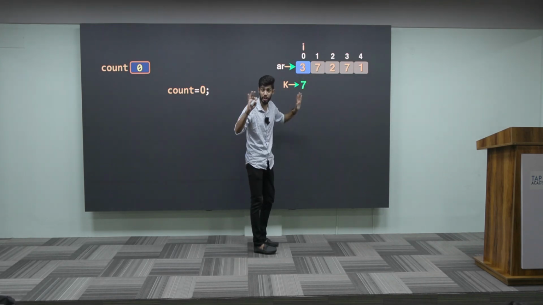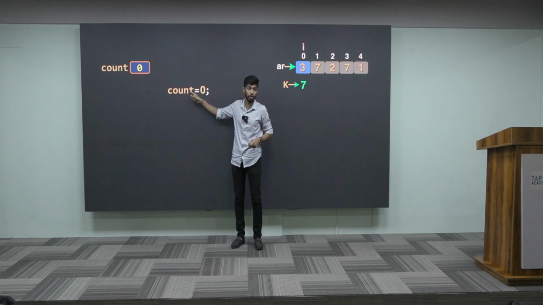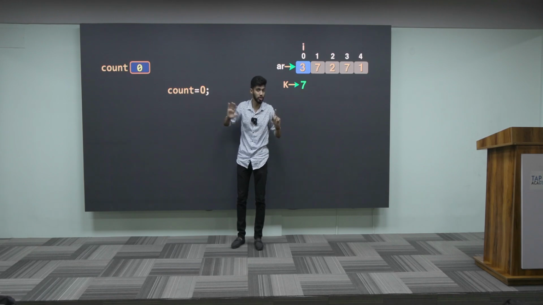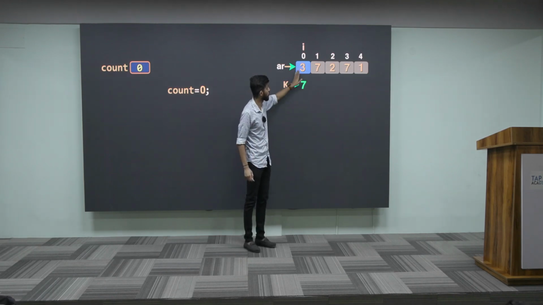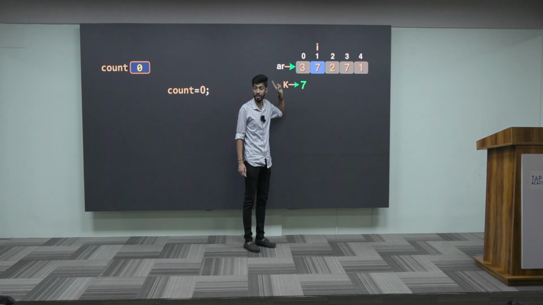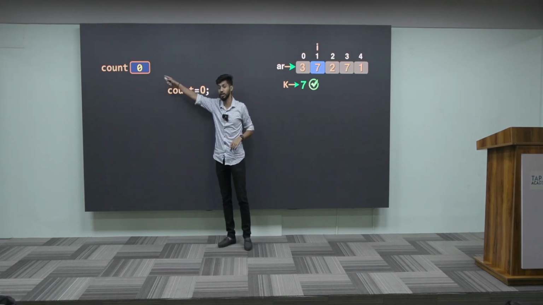So if it is not equal, should you increase the count value? Should you decrease the count value? Should you do anything? No. Then what I should do is, you need to go to the next element. Is this equal to this element? If it is equal, then what should I do? If it is equal and if it is correct, I need to increase the count value.